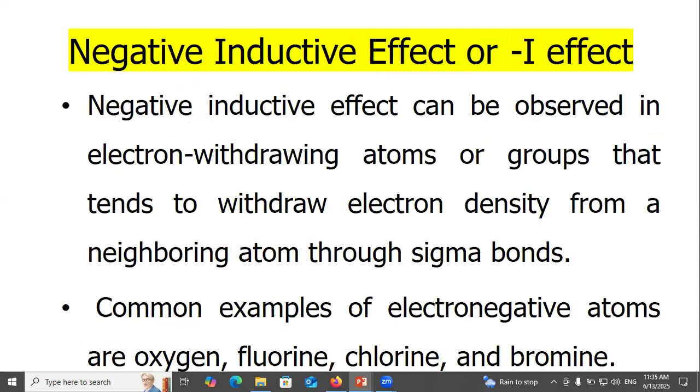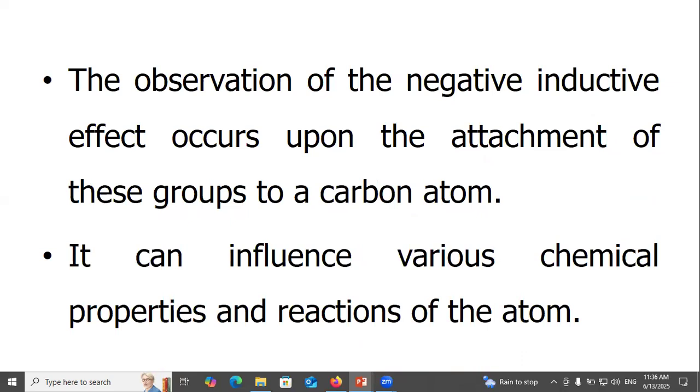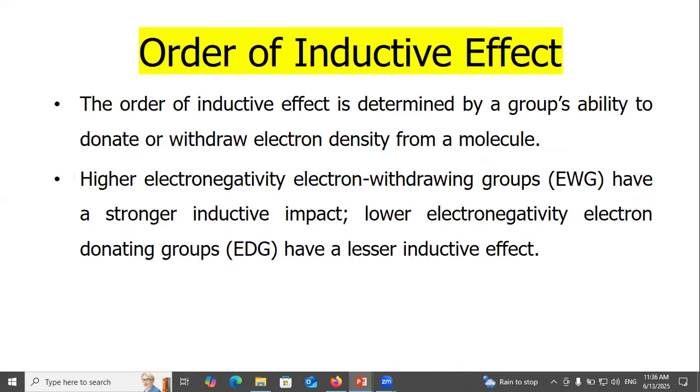Negative inductive effect, or the -I effect. The negative inductive effect can be observed in electron withdrawing groups, or groups that tend to withdraw electron density from a neighboring atom through sigma bonds. Common examples of negative inductive effect groups are oxygen, fluorine, chlorine, and bromine. The negative inductive effect is observed upon the attachment of these groups to a carbon atom. It can influence various chemical properties and reactions of the atom.